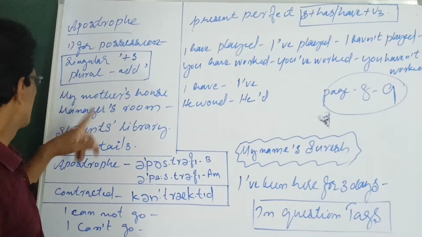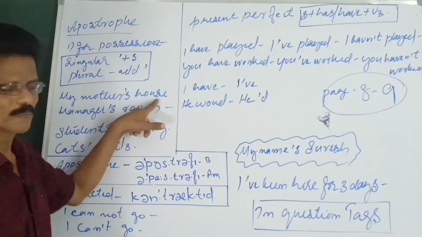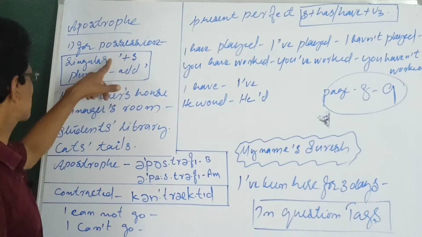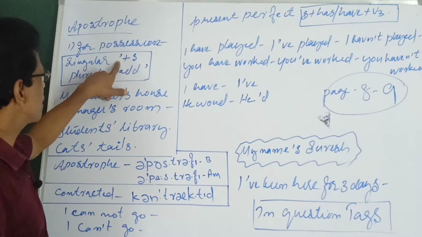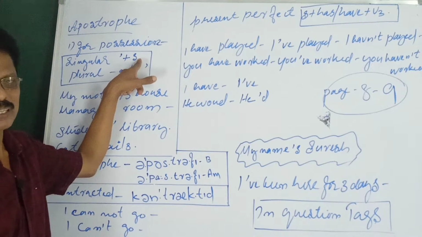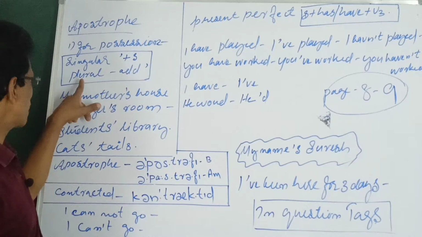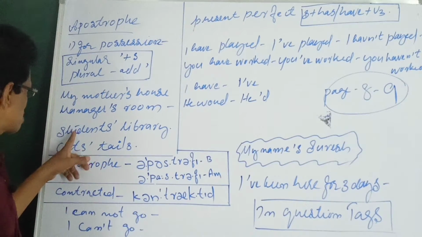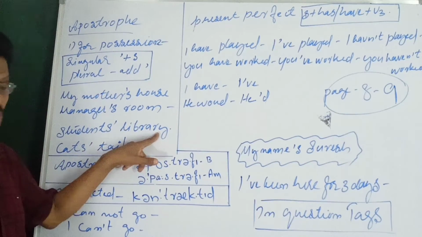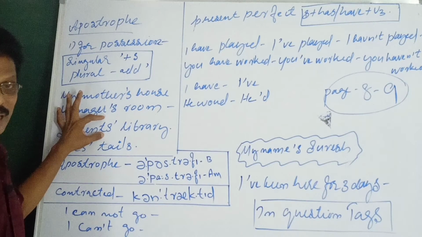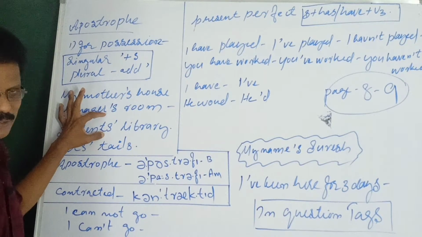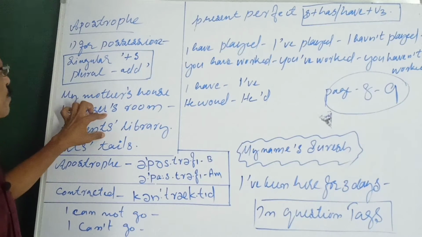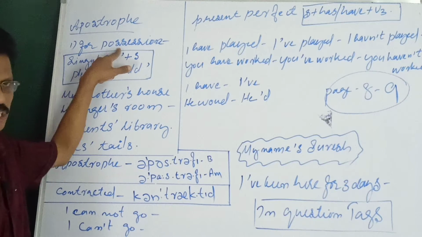See, for example, my mother's house. My mother, only one. With the singular, you just add apostrophe plus s. With the plurals, add simply apostrophe. For example, students' library. Students is plural. Library meant only for students. So apostrophe is a punctuation mark which shows, number one, possession.